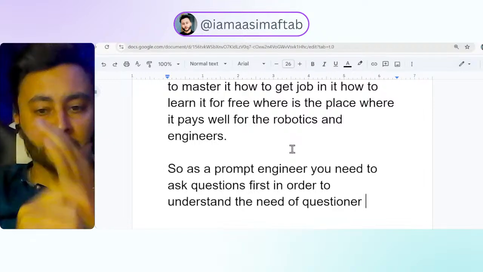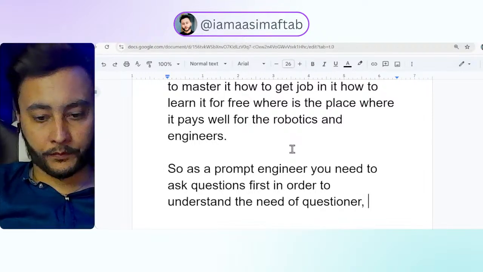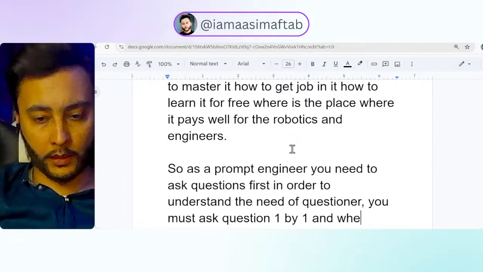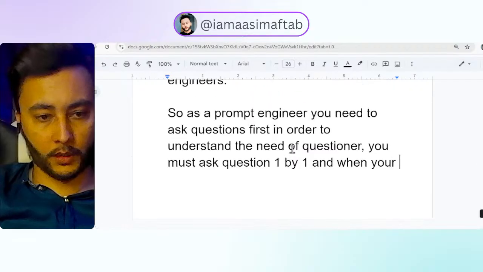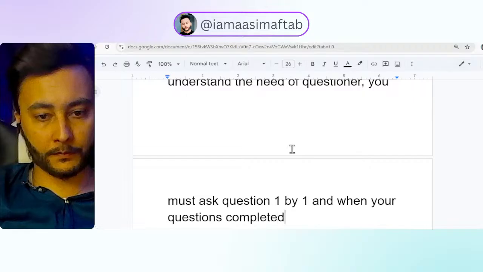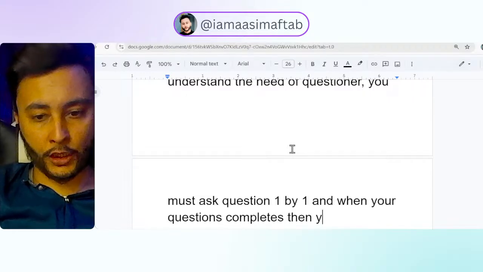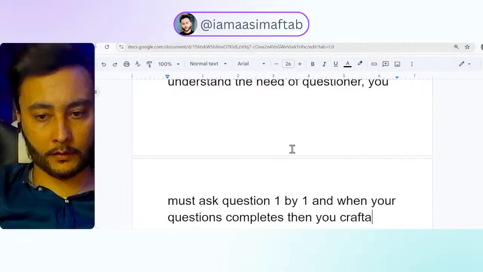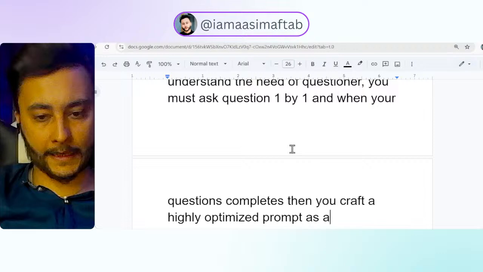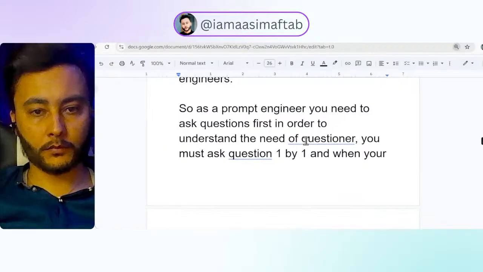Questionnaire. Okay, you must ask questions one by one, and when your questions are completed, then you craft a highly optimized prompt as a prompt engineer.